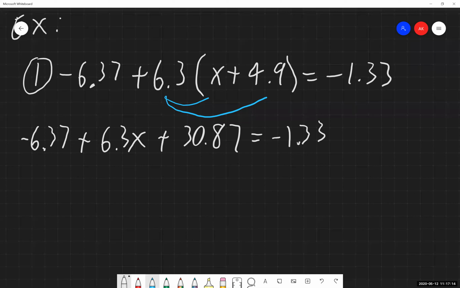I can. I have numbers, just constant terms on the left-hand side. I have a negative 6.37 plus 30.87. I can combine those together. And again, apply your calculator with that, because decimals are gross, in my opinion. At least they can get pretty gross. When we add those together, the constants there, I'm getting 24.5.